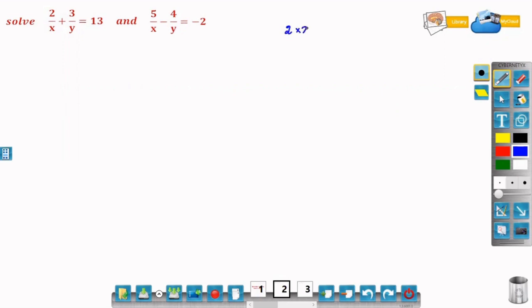If I take them to the numerator, that becomes 2 into x to the power minus 1 plus 3 y to the power minus 1 is equal to 13. And the second equation becomes 5 x to the power minus 1 minus 4 y to the power minus 1 is equal to minus 2. Look at the power of the variable. Here the power of the variable is minus 1. So these are not linear equations, because the definition of a linear equation says the power of the variable or degree of the equation should be 1. So these are not linear equations.